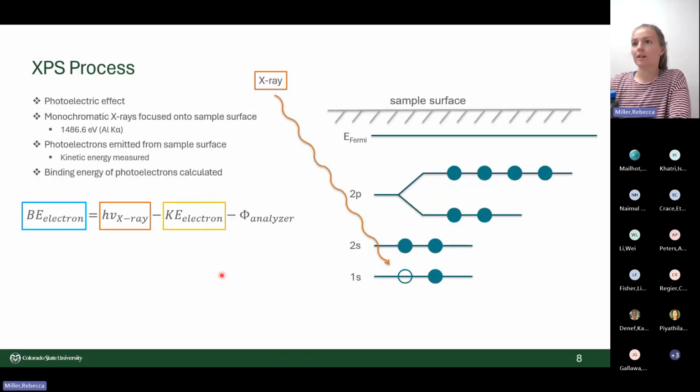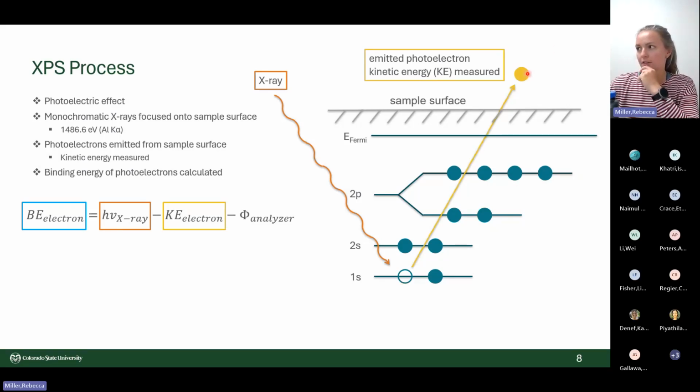All right, so the main XPS process relies on the photoelectric effect. So we have monochromated X-rays focused onto the surface of our sample. These are from an aluminum K-alpha source, so the energy is listed here. Atoms within your sample have core electrons kicked out of them. And if one of those electrons escapes the surface of the sample and makes its way into the detector, the detector measures the kinetic energy of that electron.